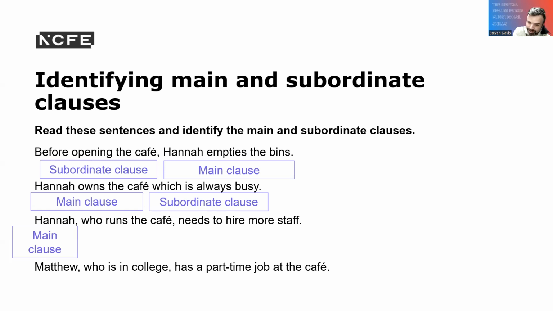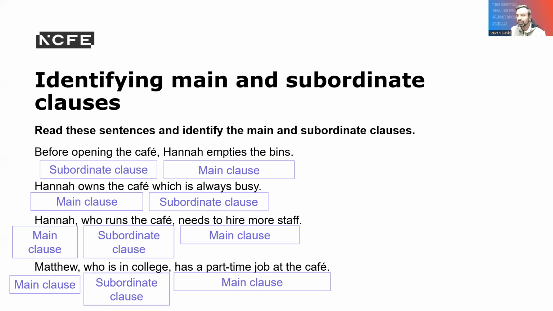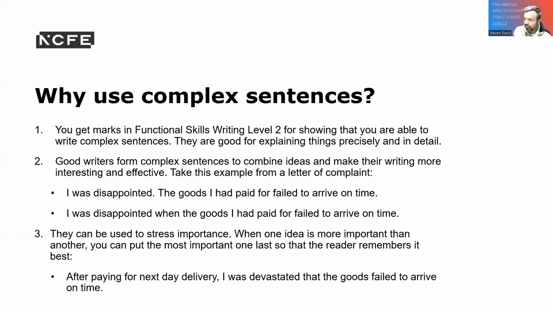Hannah, main, who runs the cafe, subordinate, needs to hire more staff, main. Matthew, main, who is in college, subordinate, has a part-time job at the cafe, main. Are we there? Does that make sense? Identify main and subordinate clauses.